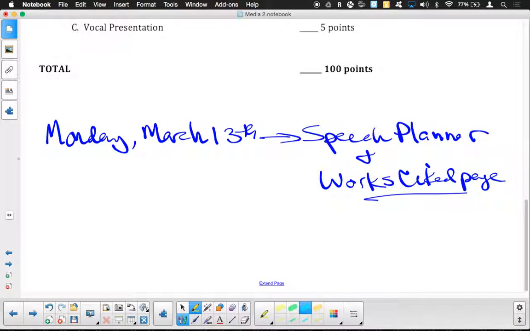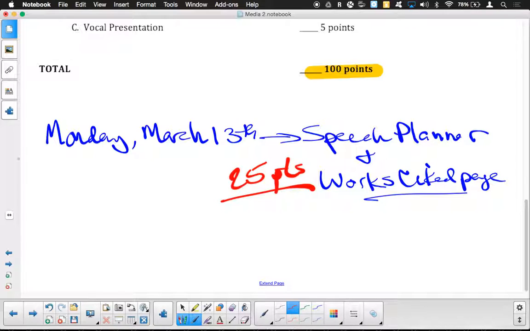Clearly, this is the first main speech assignment that we've done, and you can see that that's kind of reflected in the point total out of 100 points. Your speech planner and the works cited page that you give to me on Monday the 13th, regardless of whatever day you end up presenting, that in itself is going to be 25 points, and then that speech will be a separate 100. So you can kind of look at it grand total as a 125 assignment that would be taking place. Next week, we'll determine the days that people are presenting.